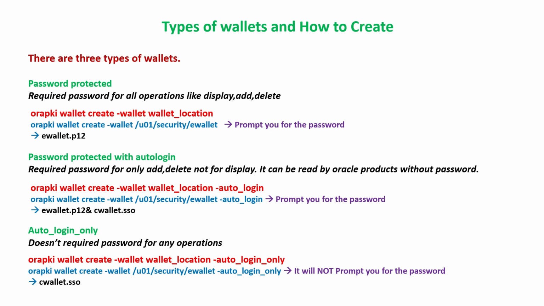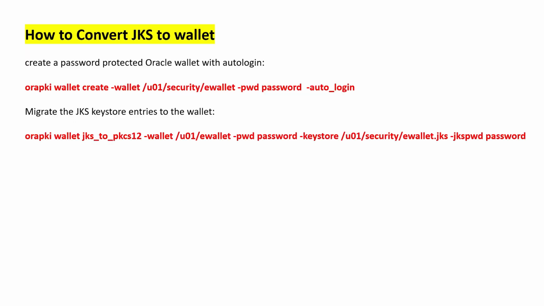It will automatically create a wallet, and inside that you will have a file called cwallet.sso. And this will be a completely open wallet. And this is not the recommended one. So most of the time, we configure either the password protected or the password protected with auto login. So these are the different types of wallets and the commands for how we configure them.